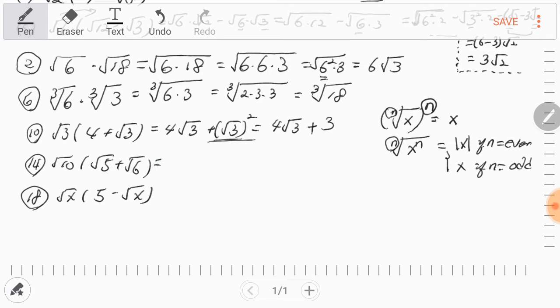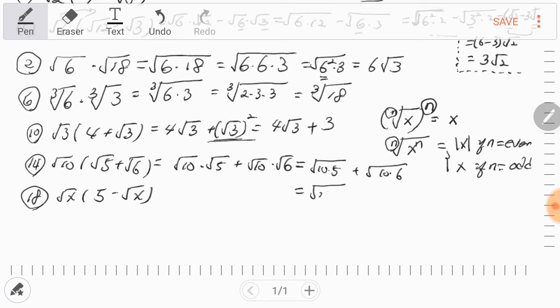Okay, and the next one, multiply square root of 10 by square root of 5 plus square root of 10 by square root of 6. Okay, then multiply these two. 10 and 5, let me write both, plus square root of 10 and 6. And this is equal to square root of, okay, let's try to make a square.